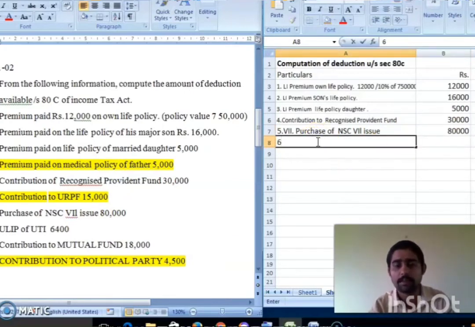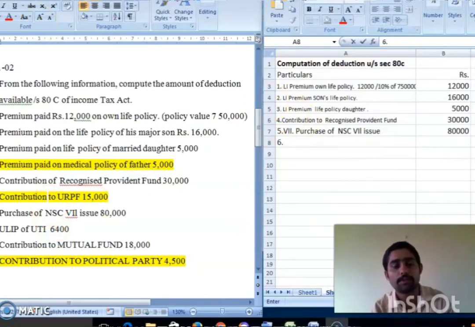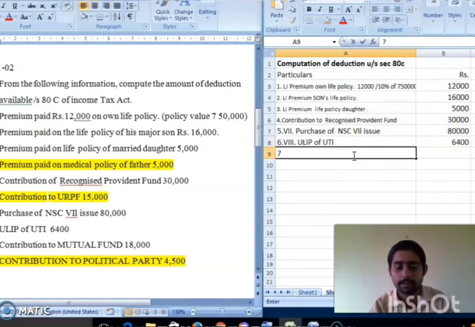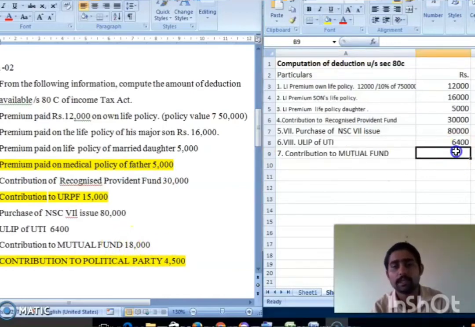Next one, item number 6 is ULIP of UTI, that means unit linked insurance policy of UTI. Amount is given here, 6,400. Okay. Item number 7, it is contribution to mutual fund. You may contribute to any type of mutual funds. We are supposed to consider that under 80C. Amount is given, rupees 18,000. Considering. So all the items are over.